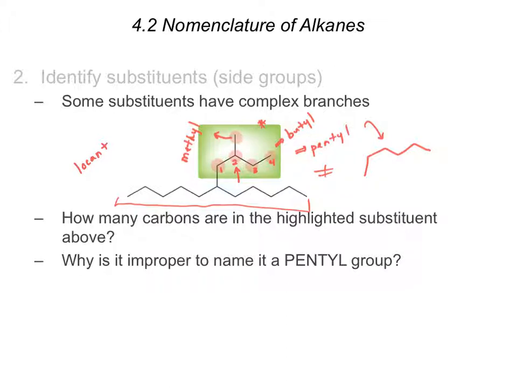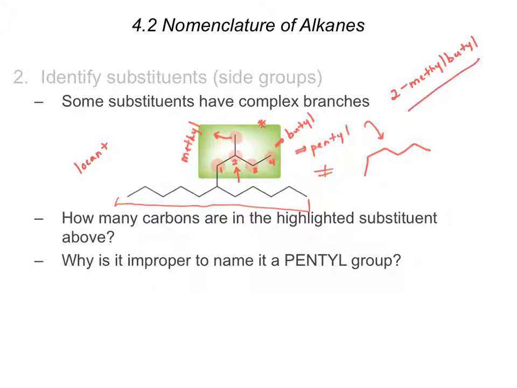So to name this, we're going to combine them. We're going to first tell where our substituent is, right? So what position is it on? It's on the 2 position. So we'll name this 2 dash, what is it? It's a methyl. And then what is the parent of this substituent? Butyl.